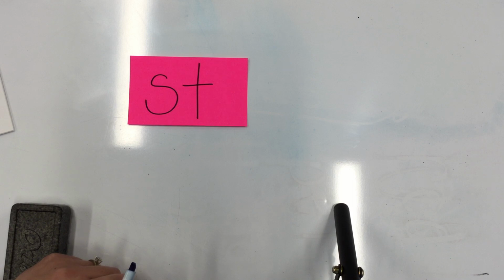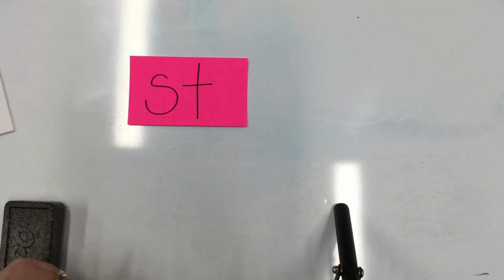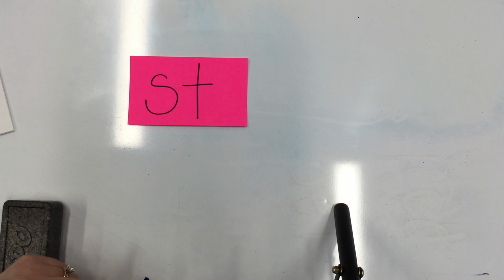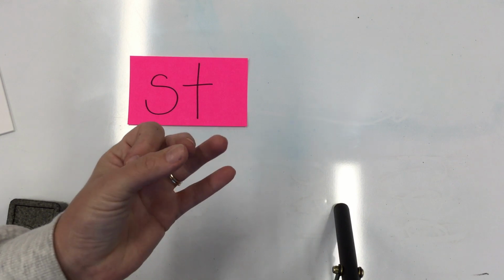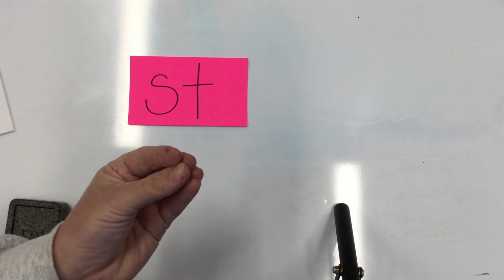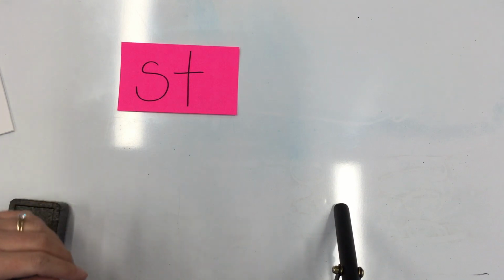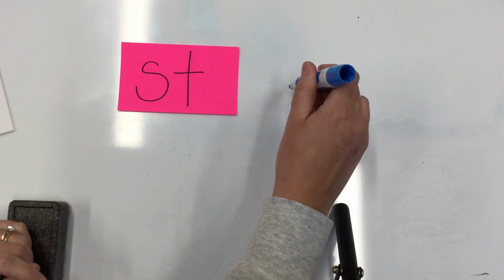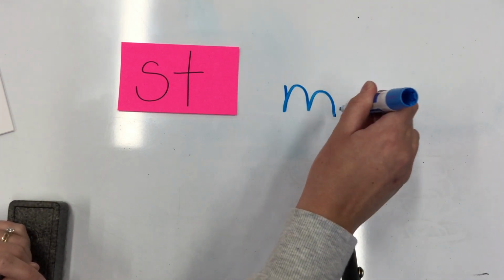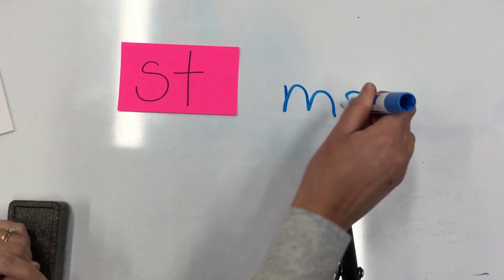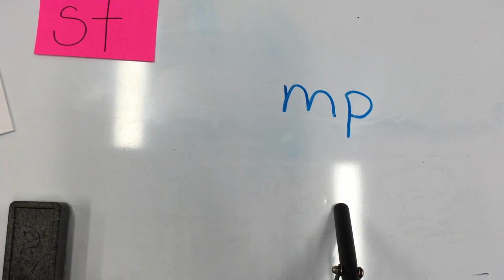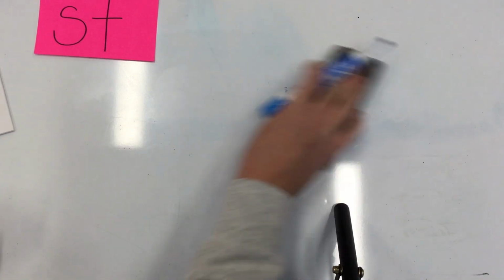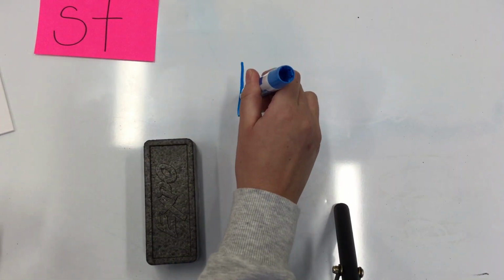So how do you think we would spell mp? Mp. Well, let's break apart one of the words to try and figure it out, okay? Let's break apart the word bump. Mp, bump. How do you think we would spell mp at the end? Well, I hear an m and I hear a p. So, mp. So let's try and just spell out the word bump, okay?